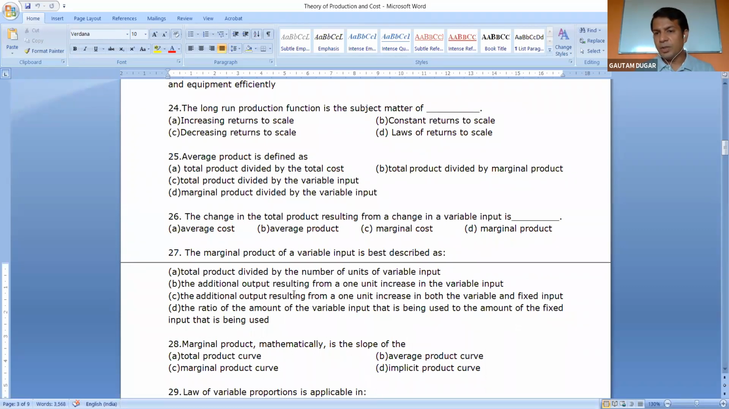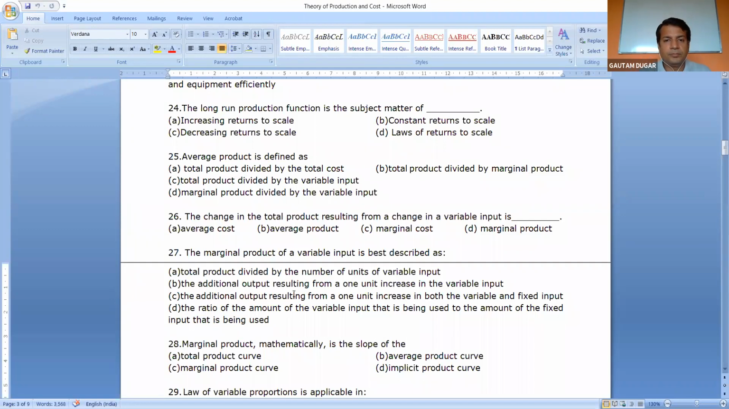24 का answer I already said. No, someone, 24 answer is D. Laws of return to scale. In the long run, laws of return to scale operates. 25, the answer is C. Total product divided by the variable input, you get the average product.